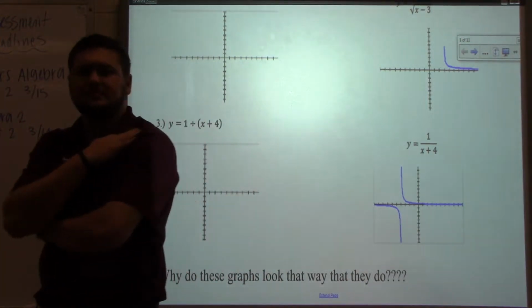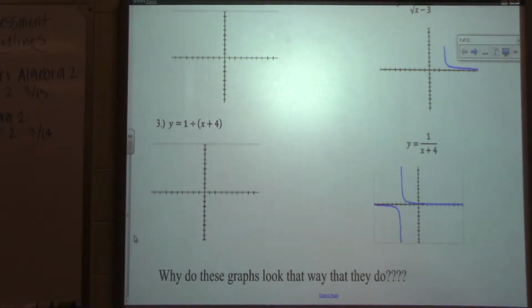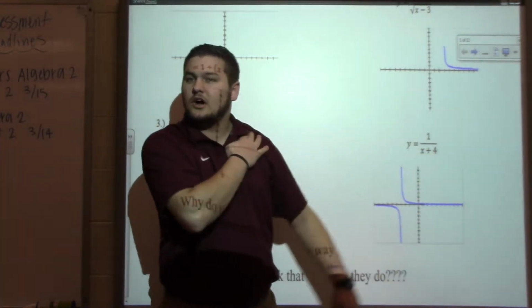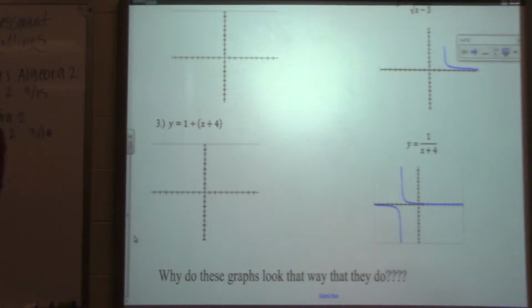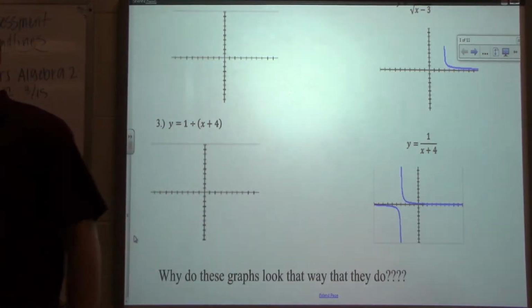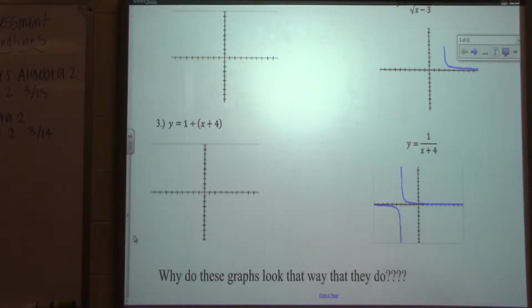Why is that? What would happen to that equation if x equaled negative 4? It'd be undefined, because we would have a denominator of 0. Can we have that? No. So those are some of the things we're going to talk about in this unit in reference to domain, like what certain things can equal and what they can't equal. Some graphs look a little weird because we have certain rules to follow.